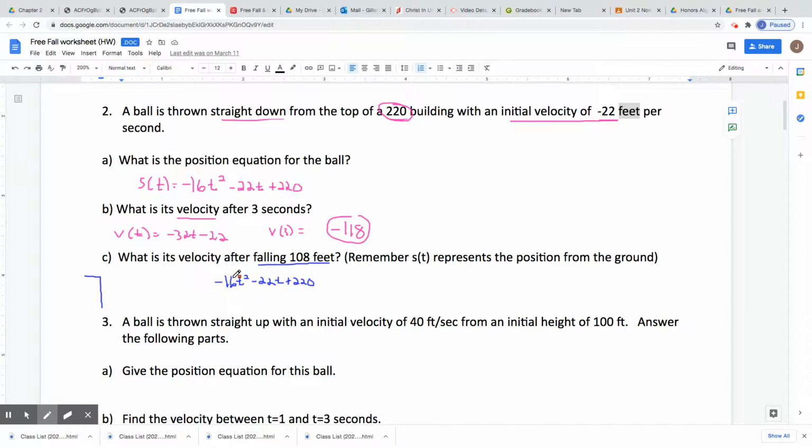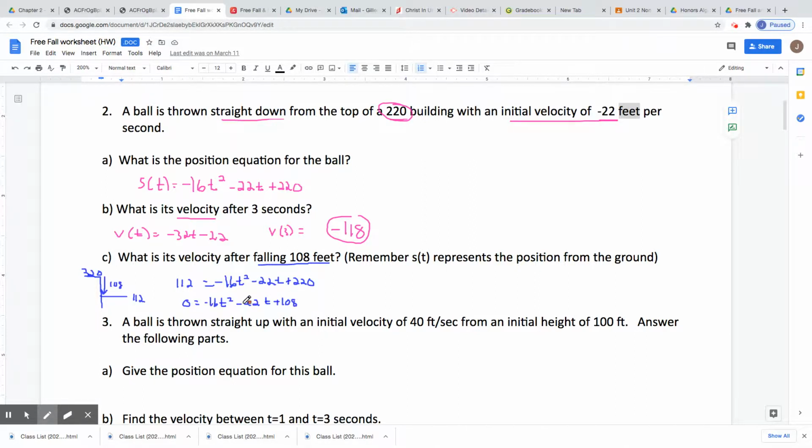However, we're not going to set it equal to 108 because it says after falling 108 feet. If I had a 220-foot building and something fell 108 feet, what's the new height going to be? That new height is going to be 112 because 220 minus 108 is 112. So we're going to set the position equation equal to 112, and then we set this equal to 0: negative 16t squared minus 22t, and 220 minus 112 gives us 108.